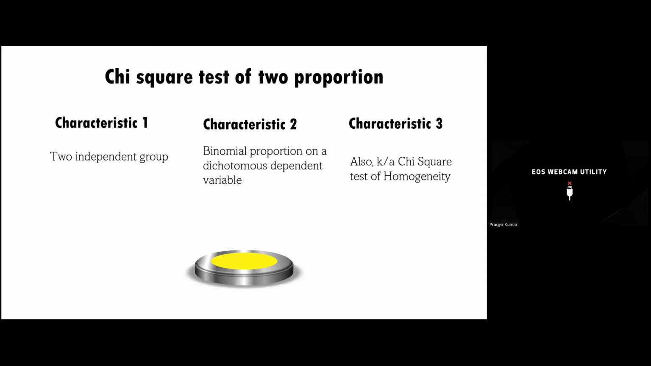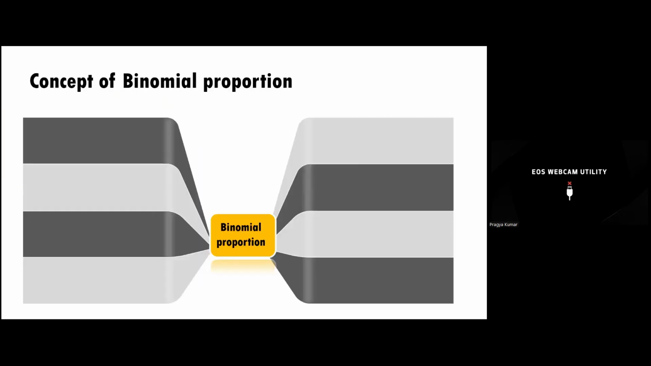So in this chi-square test of two proportion, the first thing is there should be two independent groups. In all other cases, we have recruited the individuals and then we have categorized them. In this case, you will have two populations since the beginning. And in this case, you study the binomial proportion. That means you cannot have a polynomial proportion. You will have only two proportions of a dichotomous dependent variable.